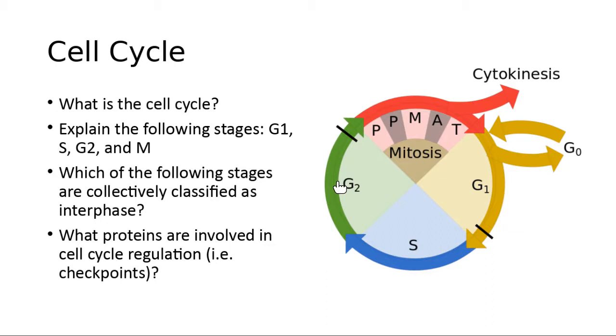So in G2, again, we're growing more. We're getting extra big because we're getting ready to divide. And we're also synthesizing those materials that are needed for cell division, like the microtubules, right? Those are really important. Okay, so G1, S, and G2, that's all interphase. It happens before mitosis. And then when we talk about cell cycle regulation, we talked about some proteins specifically that are involved in cell cycle regulation. Do you remember what those were called?